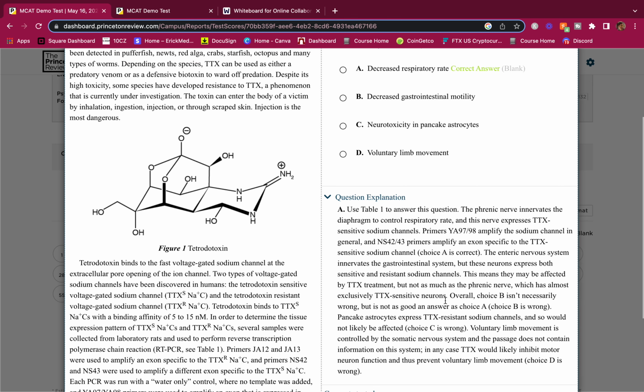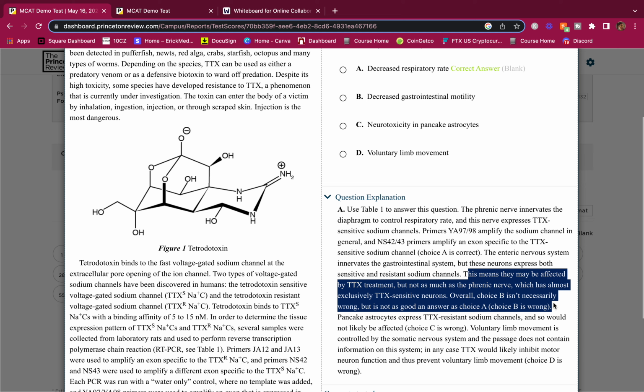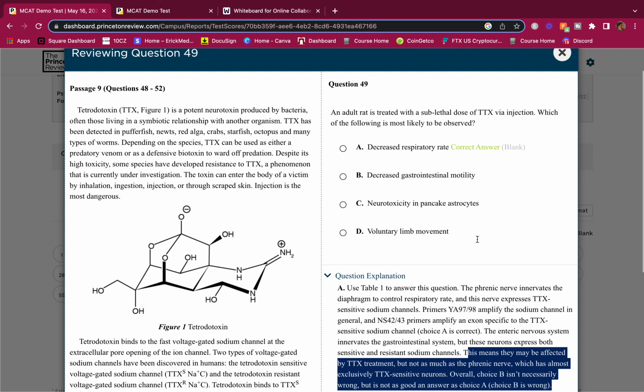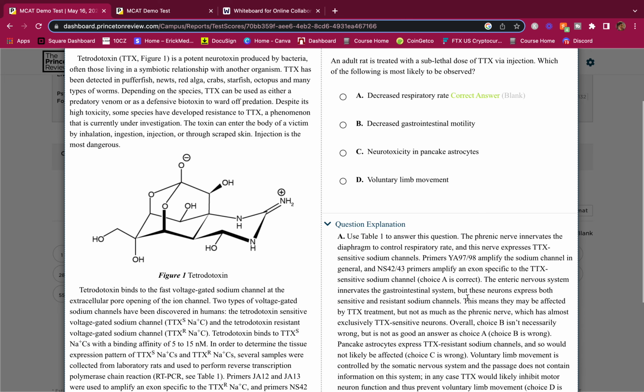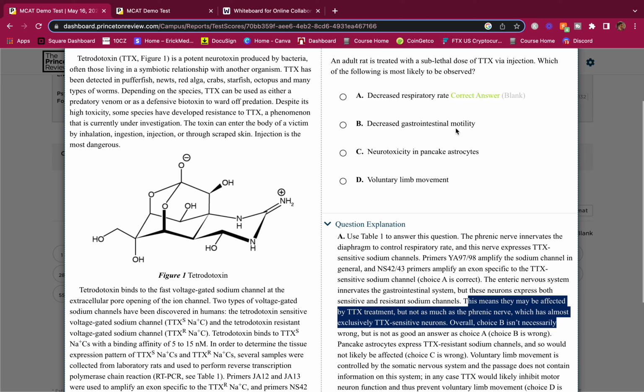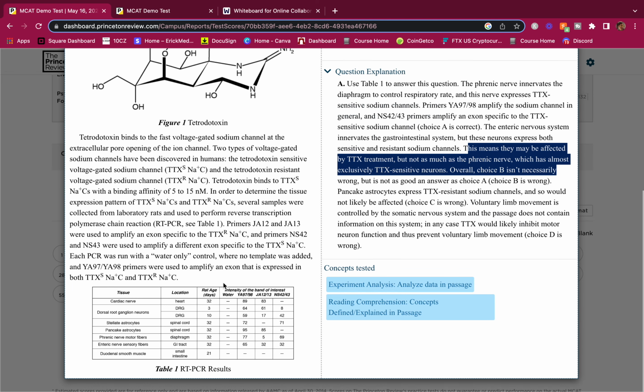Overall, choice B isn't necessarily wrong, but it is not as good an answer choice as A. Yeah, that makes sense. But again, why? Well, I don't like this, because how are you supposed to decipher that intestinal motility is a worse answer than A? I don't like that.